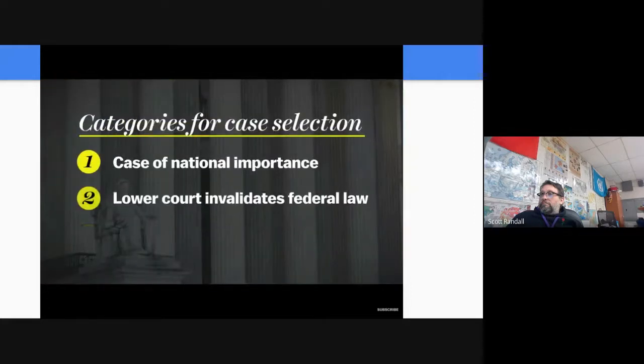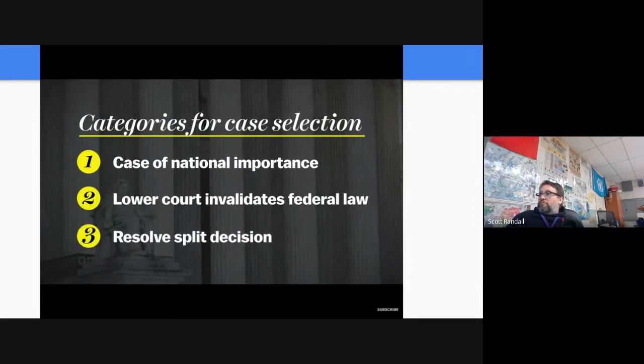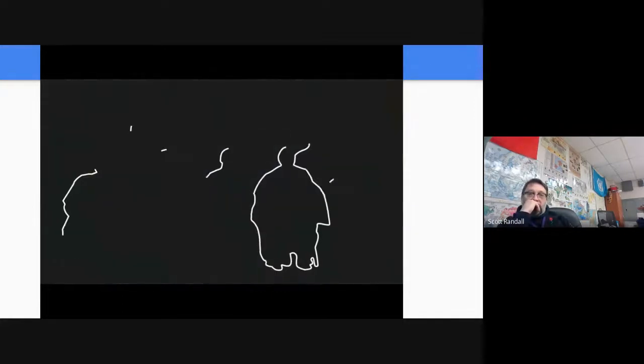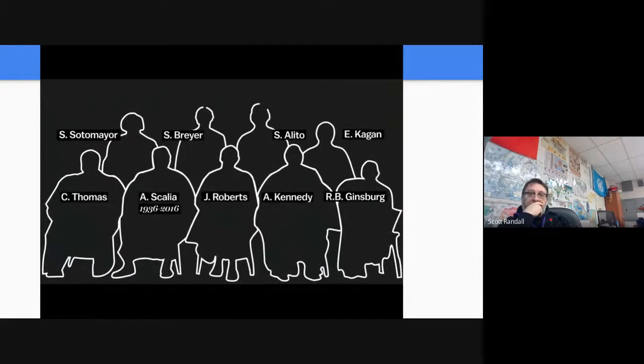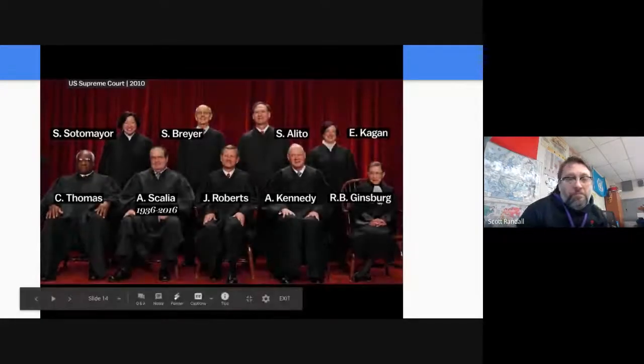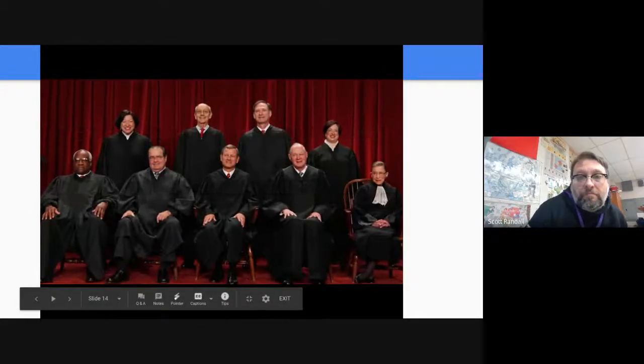But these three categories are just a framework for understanding why the court might select a case. They are not rules. Ultimately, which cases get to the court depends on the decisions of individuals, the sitting justices of the U.S. Supreme Court.